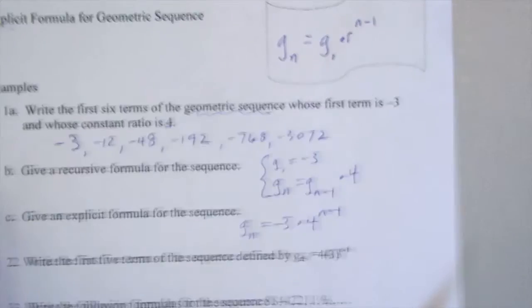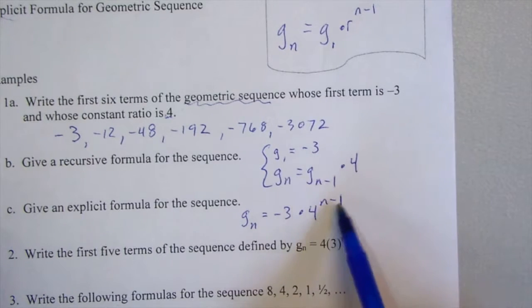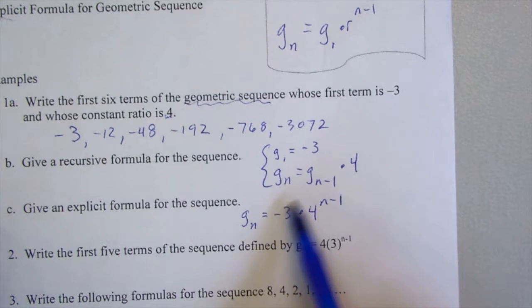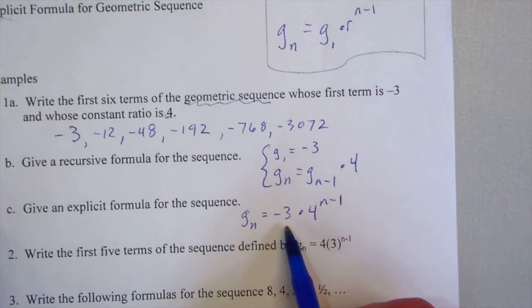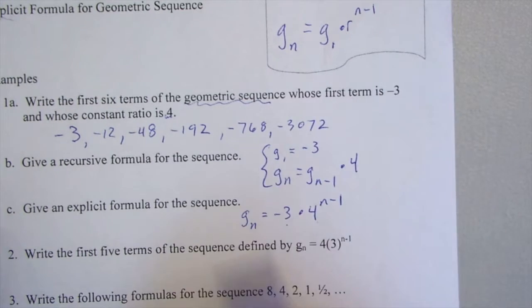A couple things about the formula. First of all, because of PEMDAS, because exponents come before multiplication, we cannot combine these two. We cannot call this a -12. These need to be separate. The second thing is that this n, this is the term number that you want.